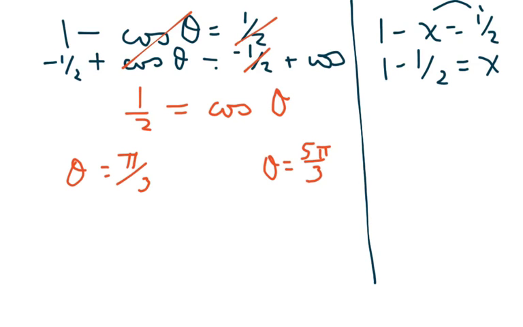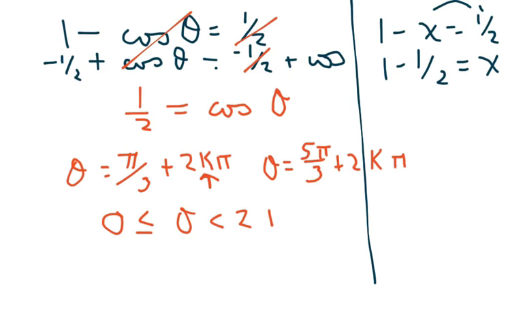If they're asking for all solutions, you add your 2k pi, because the period of cosine is 2 pi, and the k just means how many rotations you go around, and do it over here as well. If they're just asking the first rotation between 0 and 2 pi, our solution set would be pi over 3 and 5 pi over 3. And close it up, and we're done.